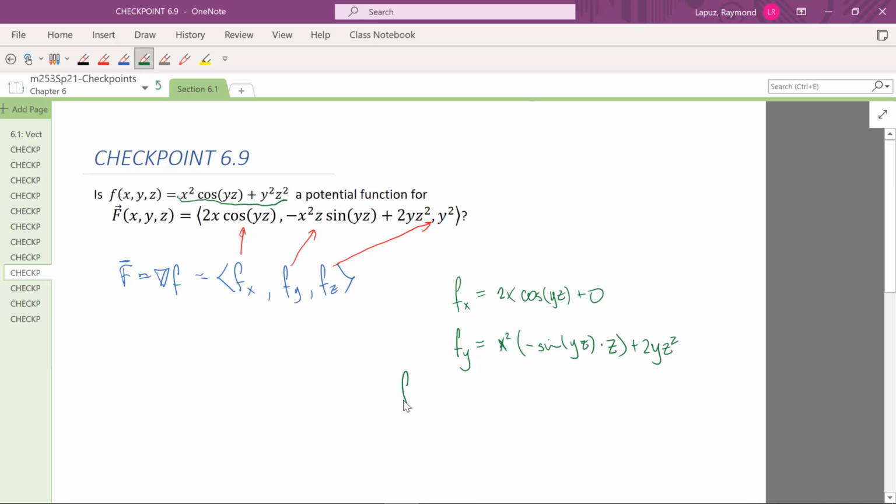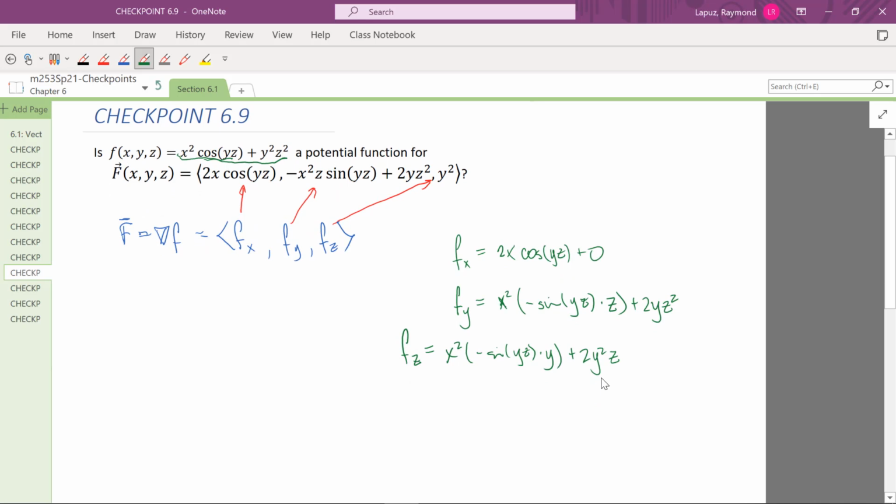And now let's take the derivative with respect to z. Again, the cosine yz and its derivative is going to be negative sine yz. This time we take the derivative with respect to z. This is going to give us a constant y, and then the x squared was constant, so that just stays. And the derivative of the second term with respect to z is going to be 2y squared z, so it's basically 2z times y squared.